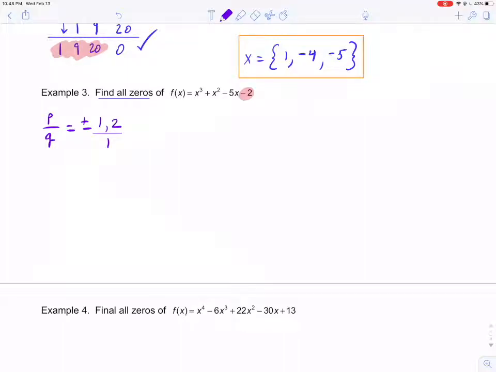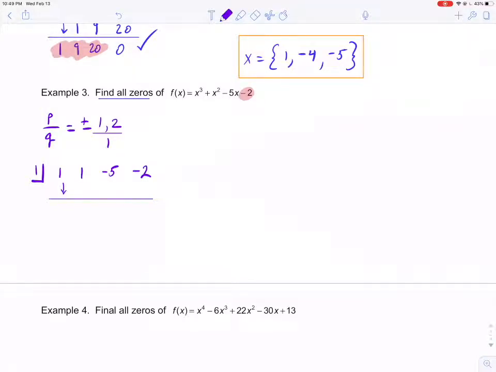Let's try 1 again. If I plug 1 in, remember my coefficients are what I need here, so 1, 1, -5, -2. Take the sign with it, and if you're missing a term, put a 0 in its place. We're not missing a term in this problem, so we're good.